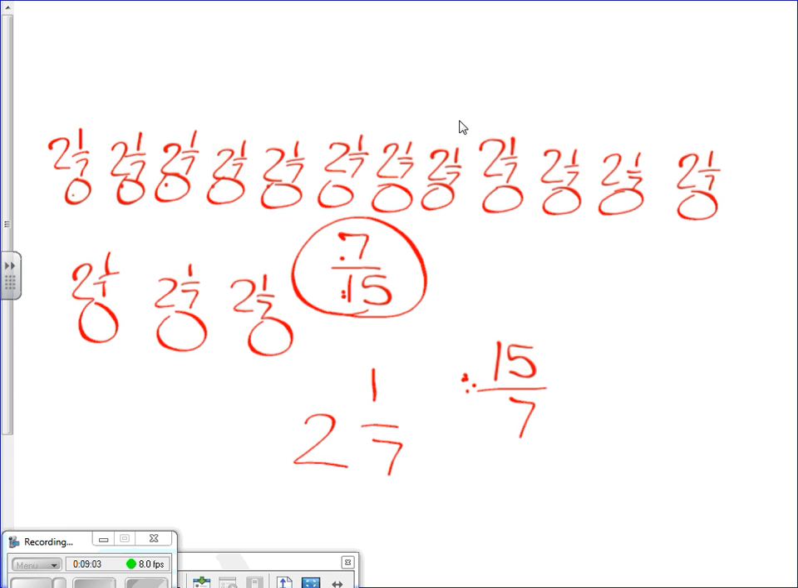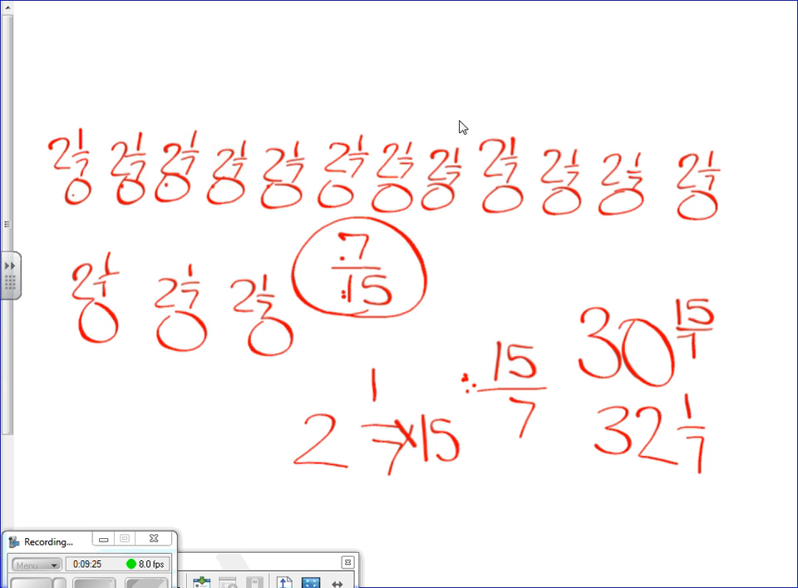You really have to stop and think sometimes. Is it reasonable? Does that make sense? Because if you took 2 and 1/7 and multiplied that by 15 jars, you would have 30 and 15 sevenths, which would give you 32 and 1/7 gallons, which is way more peanut butter than you started off with. Well, you never have too much peanut butter. But that's way more than you started off with, and you only had 7 gallons.